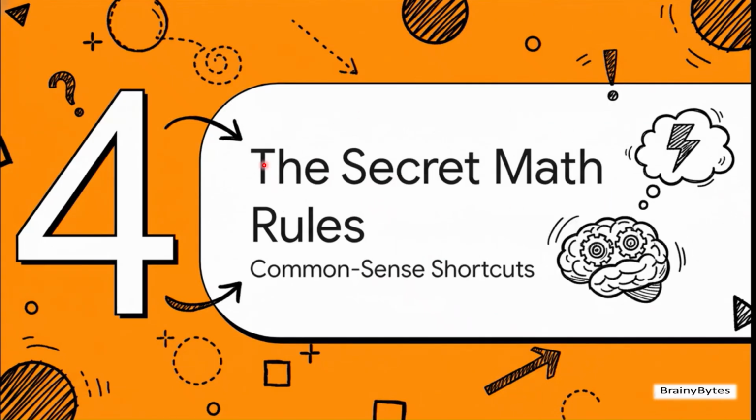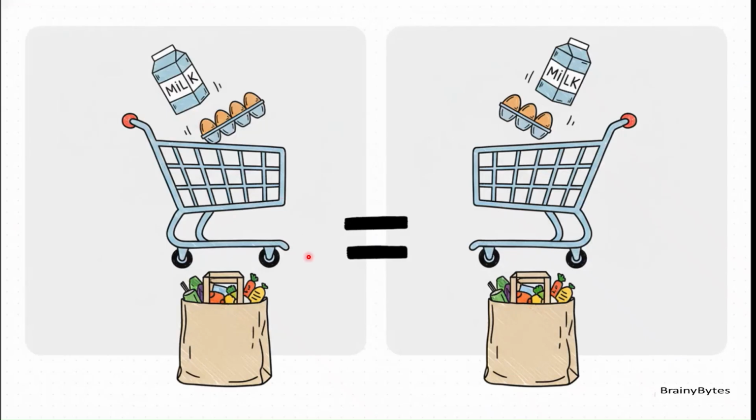All right, let's quickly cover some of these official properties of integers. And again, do not let the fancy names scare you off. These are just common sense shortcuts that make life easier. You probably use these ideas all the time, and you don't even realize it. First up, we have the commutative property. All this means is that when you're adding or multiplying, the order just doesn't matter. 7 plus -3 gives you the exact same answer as -3 plus 7.